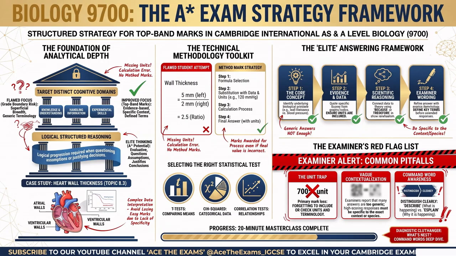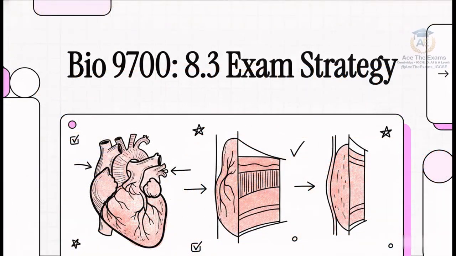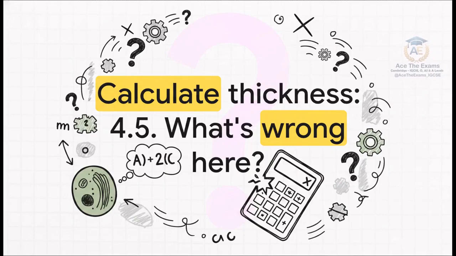You have to master topic 8.3 on the thickness of atrial and ventricular walls, or you're honestly risking the easiest marks on your Cambridge Biology A-level exam. Let's get right into it. So, imagine you're sitting in the exam. You calculate the wall thickness, you write down the answer, 4.5.